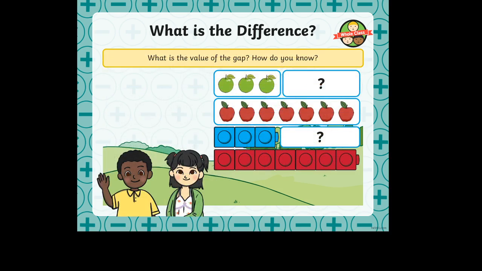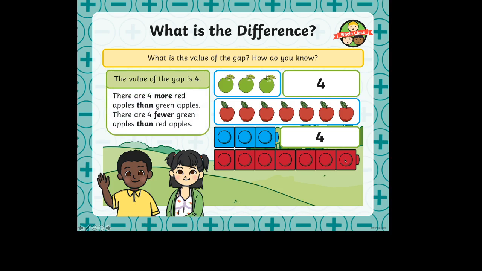So how many apples or how many bricks would I need to put in there? And the answer is 4. So the value of the gap is 4. Look, you've got 1, 2, 3, 4 apples, or 1, 2, 3, 4 cubes. So we can say that there are 4 more red apples than green apples, or, just like we did yesterday, we can say that there are 4 fewer green apples than red apples.